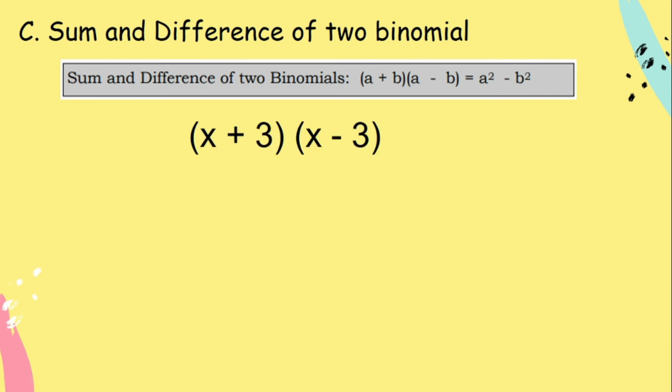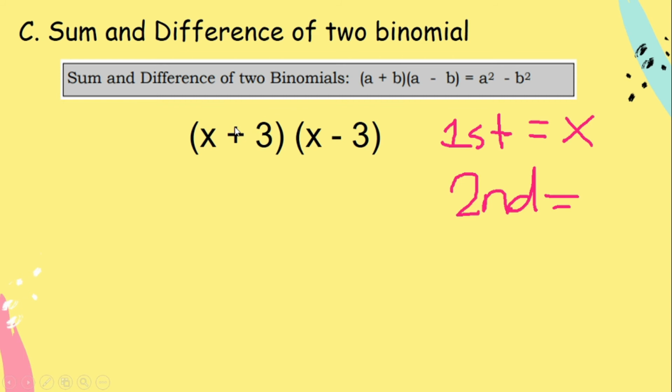I have here x plus 3, x minus 3. Parehong x, parehong 3. Ang pinagkaiba lang, yung plus and minus. Kapag ganito, special ang product niyan. Bakit? Ang kukunin lang daw natin, ang first term natin, ang pareho sa kanila yung x. Tama? At ang ating second term, disregard muna natin yung sign kasi ito ay sum and difference of two binomials. That's 3, yung common sa kanila, x and 3. Ang pinagkaiba lang is yung plus and yung minus. Same na same, magkaiba lang ng operation.